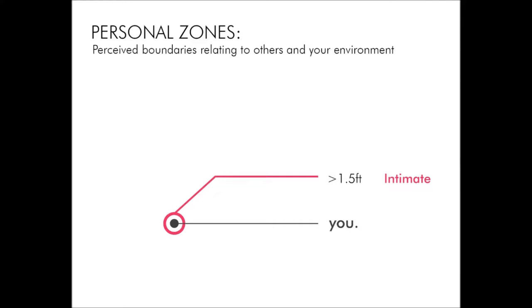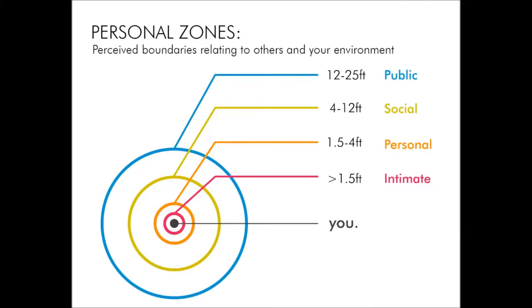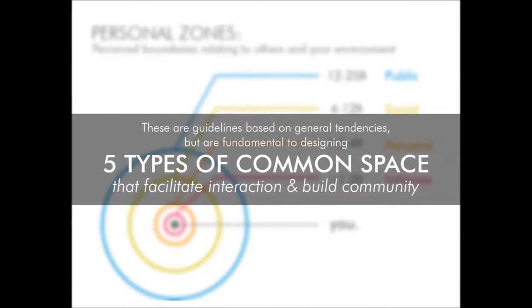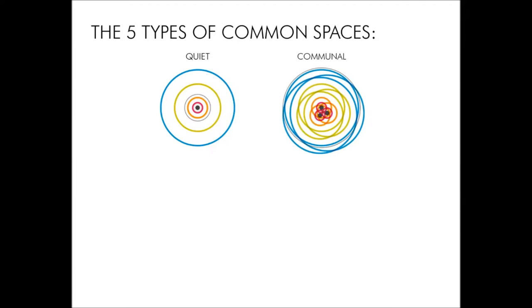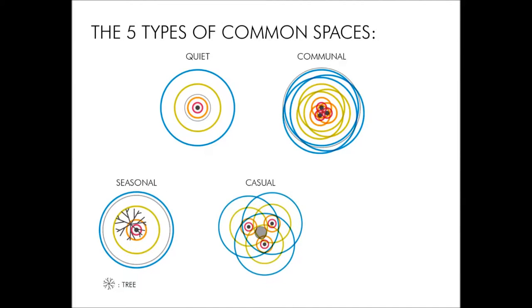There's an intimate zone, personal zone, social zone, and public zone. These are only guidelines based on general tendencies, but fundamental to designing the five types of common space that facilitate interaction and build community. The five types are quiet, communal, seasonal, casual, and interactive.